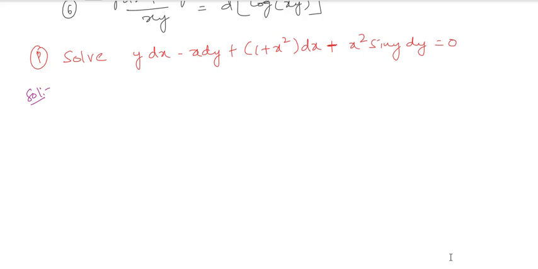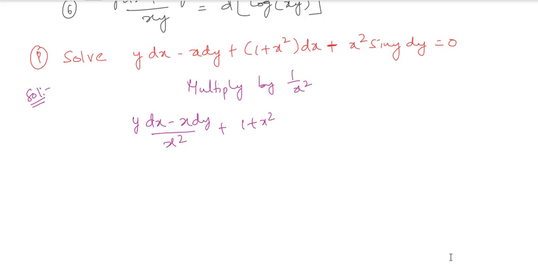For that you have to find the solution. By observing here, which one do I have to use? Check it out. In all the terms, x square is there. Hence, simply multiply by 1 by x square. If I multiply by 1 by x square, what do I get? Y dx minus x dy divided by x square plus 1 plus x square, for all of them, x square into dx plus x square sin y divided by x square into dy, equal to 0. Am I correct or not?